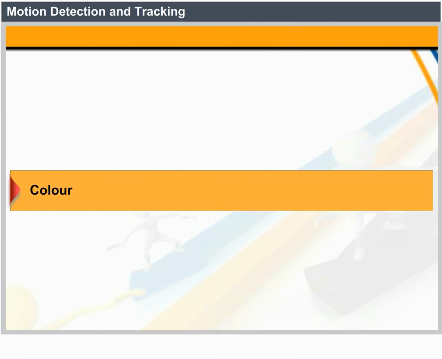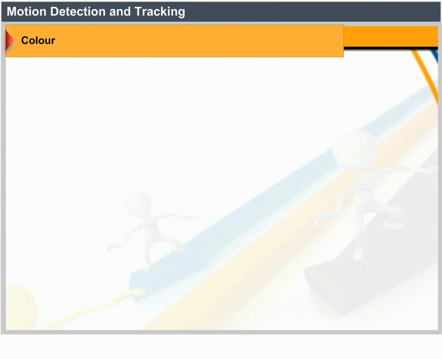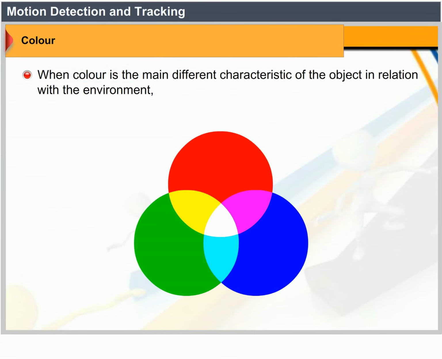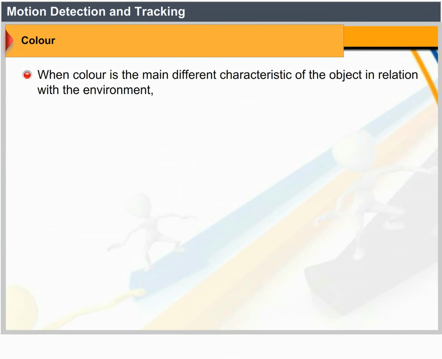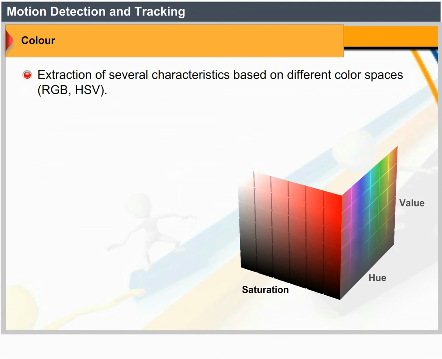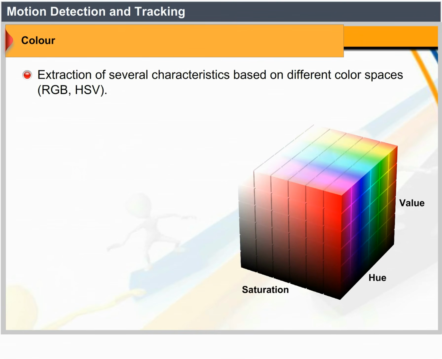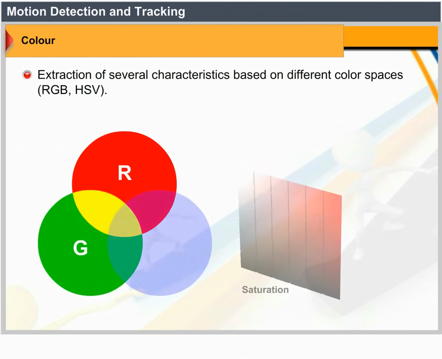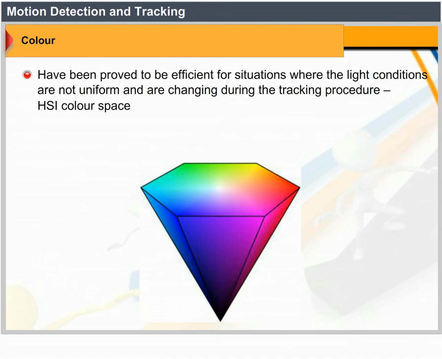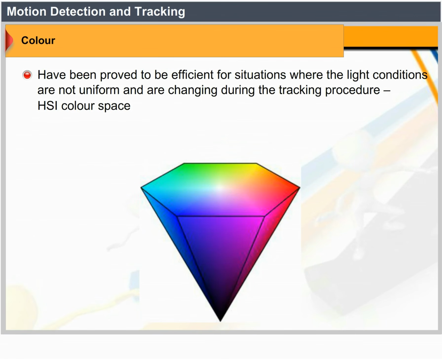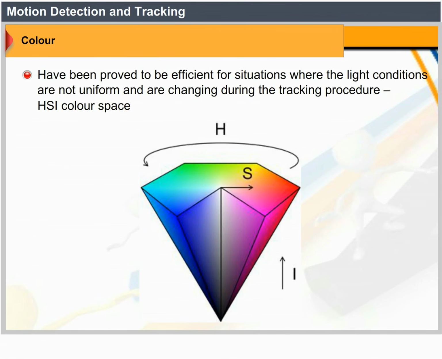Color. When color is the main different characteristic of the object in relation with the environment, extraction of several characteristics based on different color spaces, RGB and HSI, have been proved to be efficient for situations where the light conditions are not uniform and are changing during the tracking procedure. HSI color space.